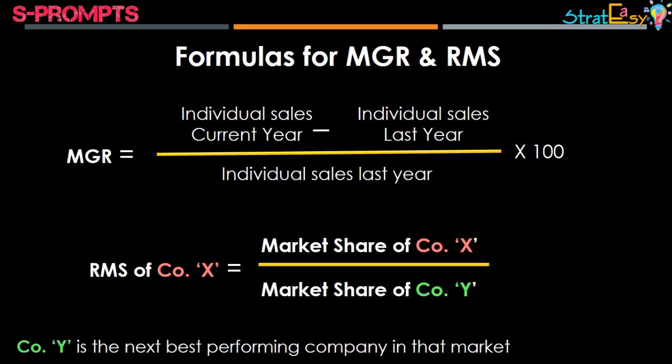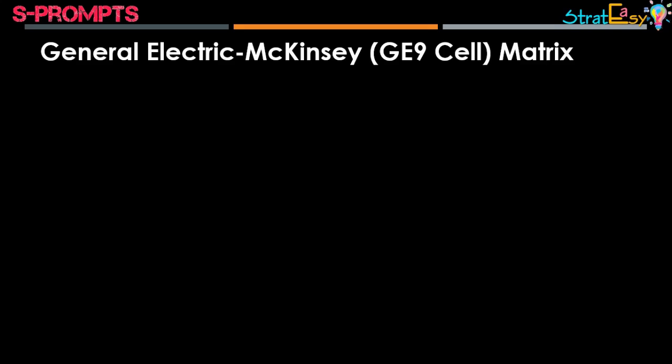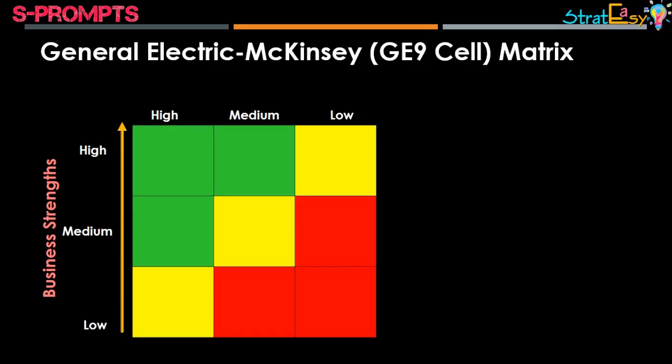So these are the formulas that can be used for the calculation of market growth rate and relative market share. Similar to BCG matrix, GE 9 cell matrix is also used for business portfolio analysis, which is the extension of BCG matrix, as BCG matrix is a 2 by 2 matrix with high and low as the only two parameters to measure market growth rate and relative market share. To overcome this limitation, a 3 by 3 matrix is introduced by General Electric and McKinsey group of companies, which considers three parameters, that is high, medium and low. On its y-axis, business strength is plotted and on x-axis, market or industry attractiveness is plotted.